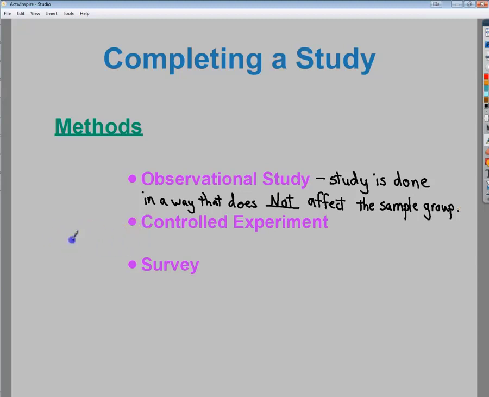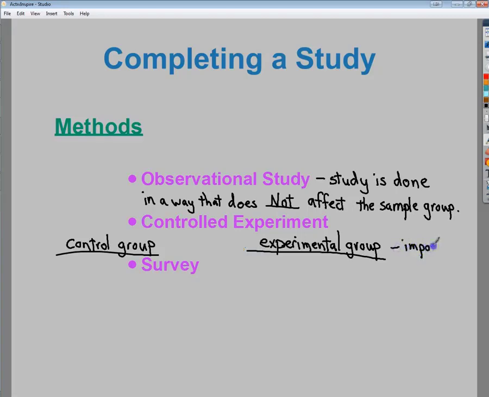In this group, you have two groups. You have the control group, and the control group is the group that you just keep normal. It doesn't change or anything. On the other side of it, you have the experimental group. The experimental group is the one that you actually impose treatment. So you actually do something to them, whatever it happens to be. And the control group just stays the same. So they're the status quo group.